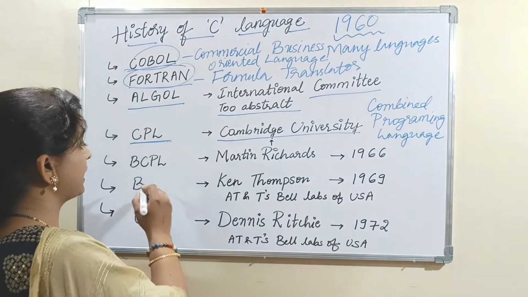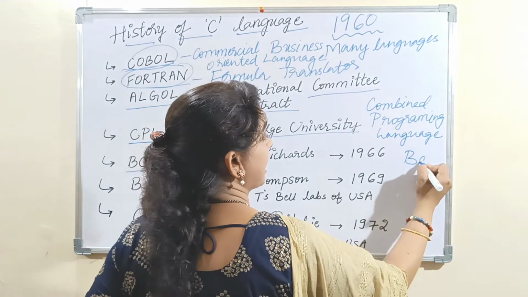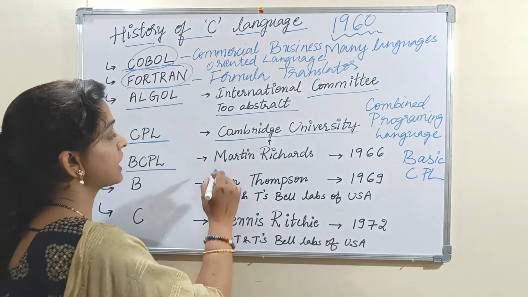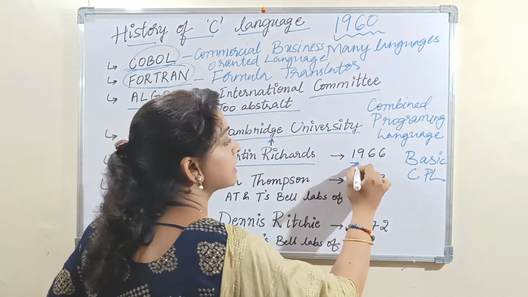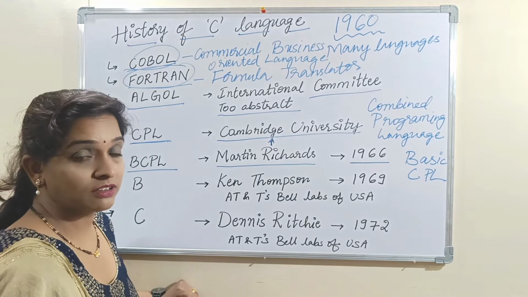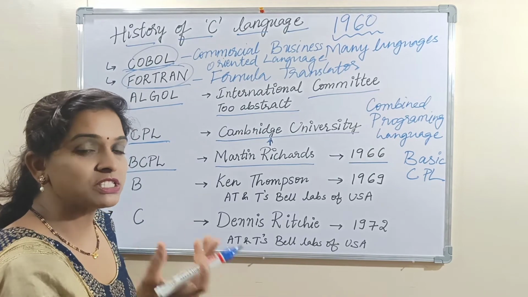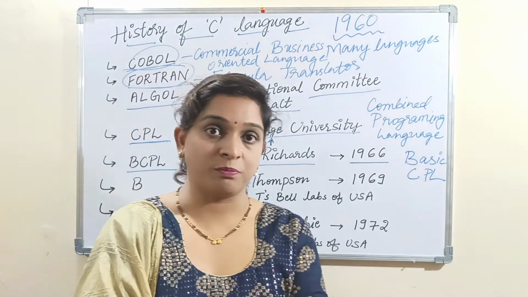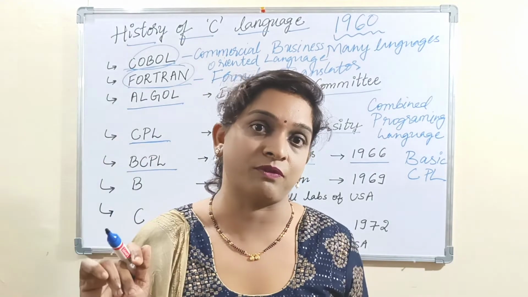Then they designed BCPL, Basic Combined Programming Language. It was designed by Martin Richards, again at Cambridge University, in the year 1966. The name itself tells you it's a combined programming language with some minimum features, basic features. Again, a problem: a programming language with only basic features can't reach the highest level.